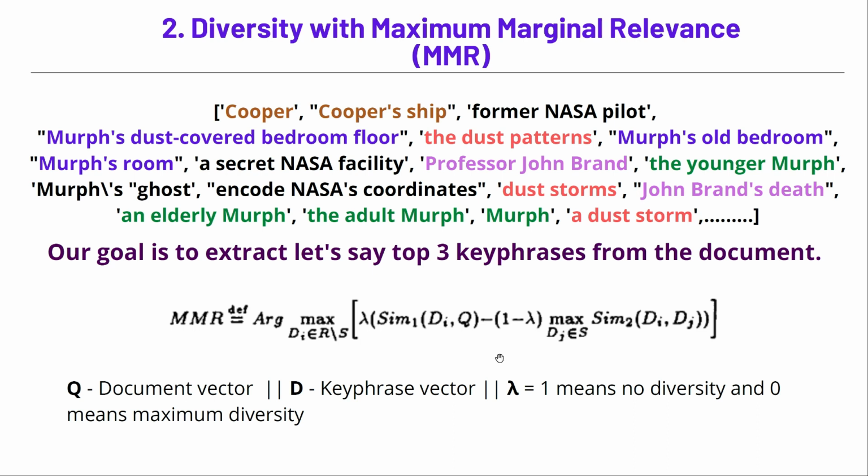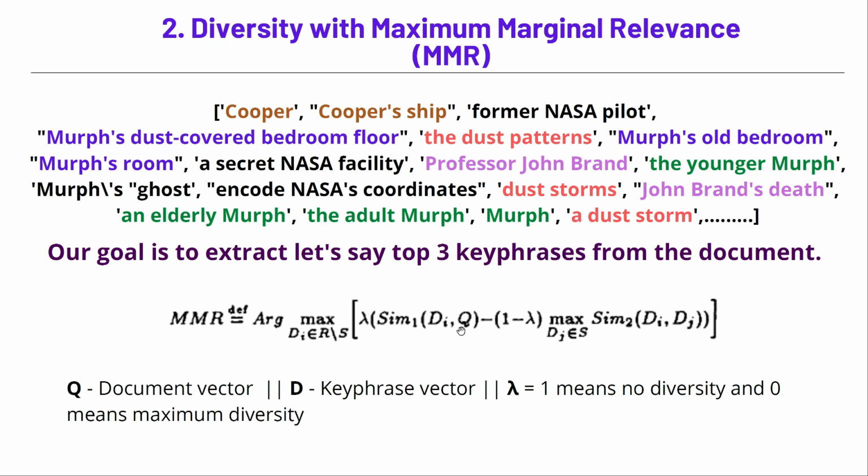Now in order to understand this equation, let's think of the other scenario, which is lambda equal to 0. Then this whole term will be gone and we just have -1 times max similarity of di dj. And the beautiful thing to remember is that when lambda is equal to 0, all we are doing is comparing these, let's say, 120 key phrases among themselves to extract the maximum diversity. There is no comparison with the original document at all.